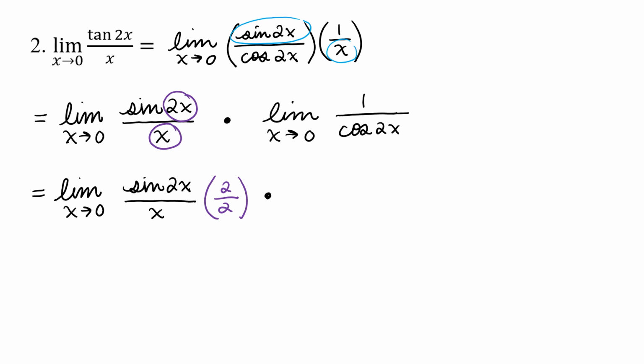but this doesn't really look like one of my known limits, because although I have this cosine of 2x, I'm not subtracting 1. So let's just see what happens when we try out direct substitution for this piece. So that'll be 1 over cosine of 2 times 0, which is 1 over cosine of 0.